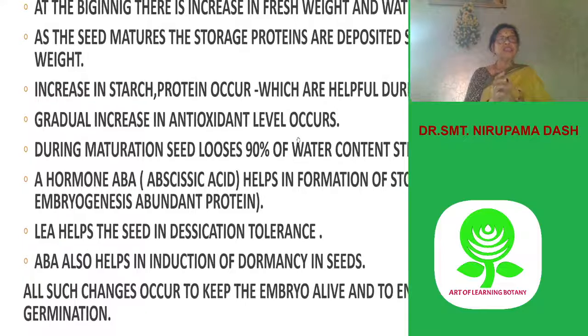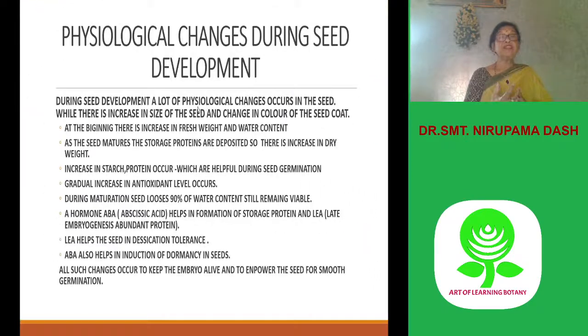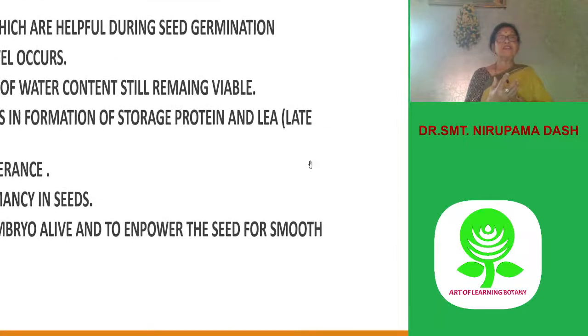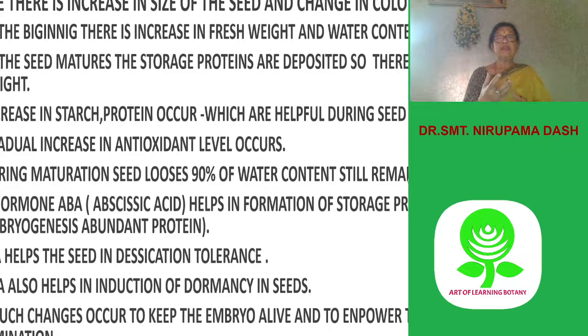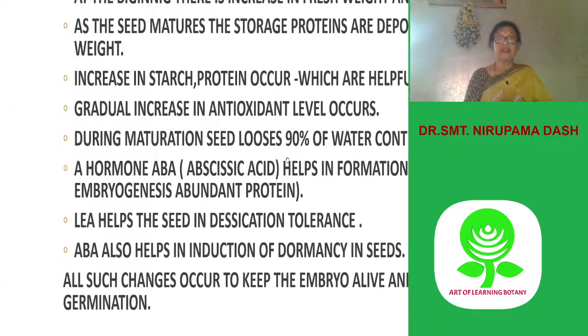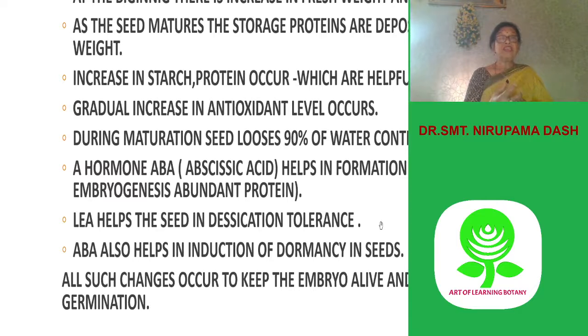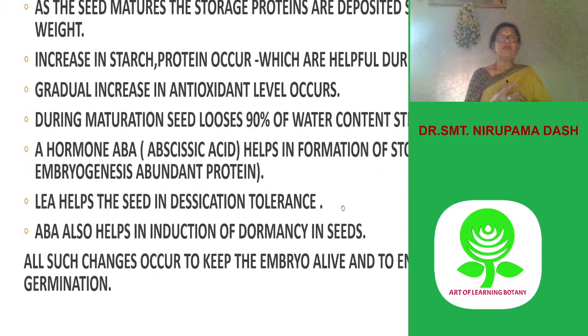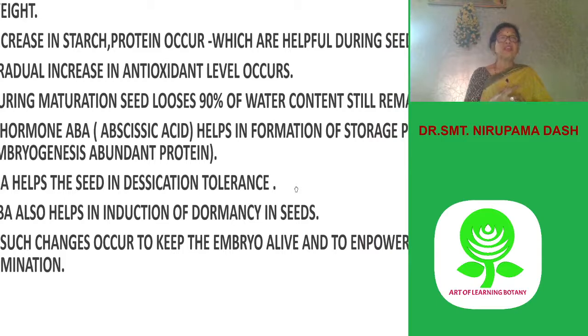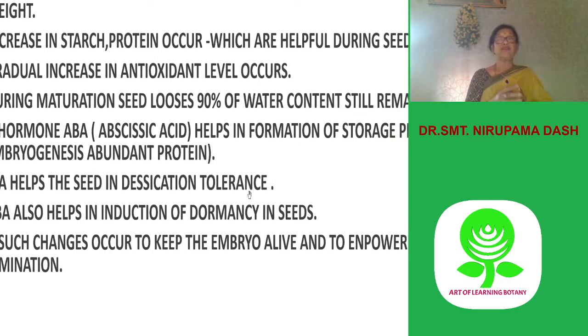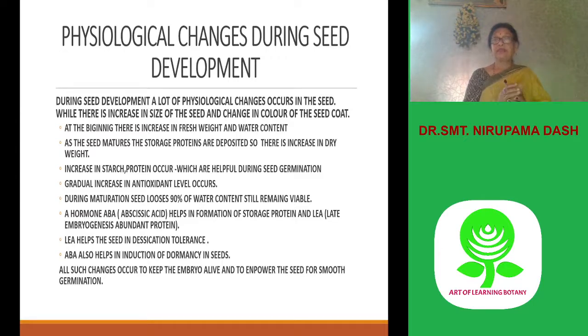Now you see that a particular hormone also develops, called abscisic acid, and its formation helps in the synthesis of storage protein, that is, late embryogenesis abundant protein. It helps the seed in the acquisition of desiccation tolerance and induction of dormancy. This particular hormone helps in the induction of dormancy. Such physiological changes make the embryo viable and the seed ready for germination.